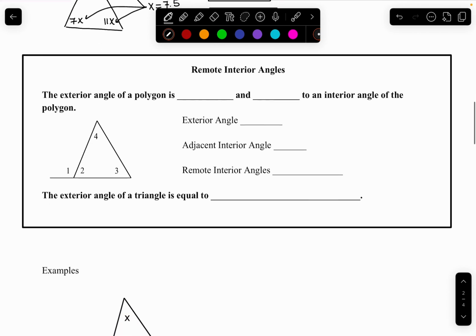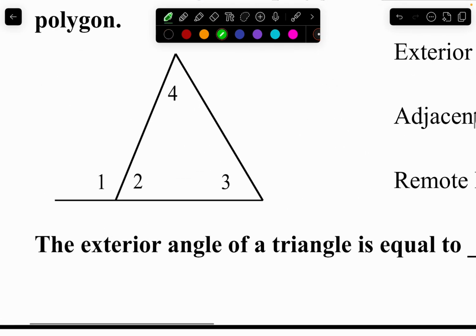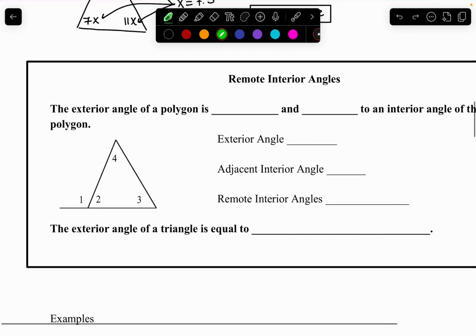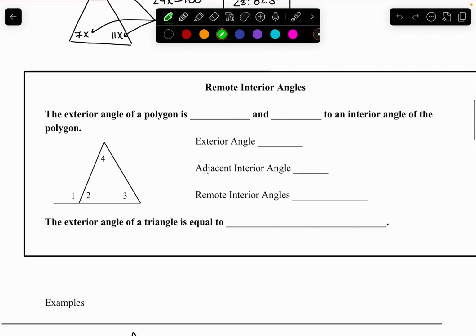All right, next we're going to talk about remote interior angles. Whenever you look at a triangle, or really any polygon, you're going to have an interior and an exterior angle next to each other. So if you look at this triangle, for example, you can see that angle 1 is an exterior and angle 2 is an interior, okay? And they're going to be next to each other. And I can extend any of the lines of my triangle in order to have an exterior with an interior. So it says the exterior angle of a polygon is blank and blank to an interior angle of the polygon.